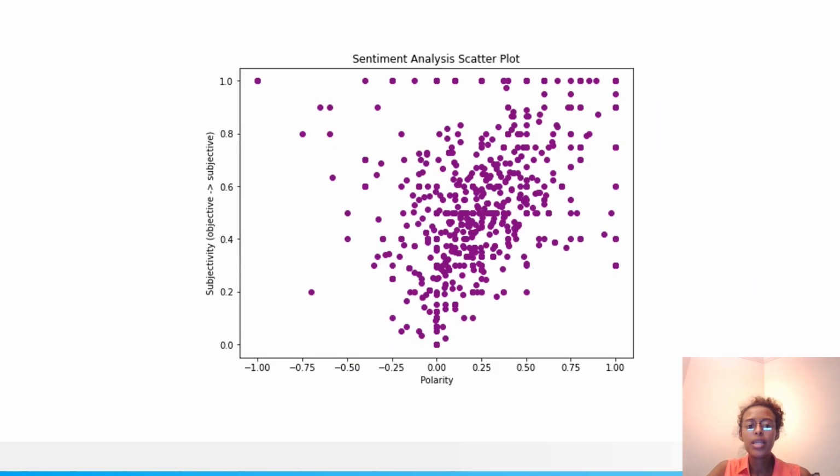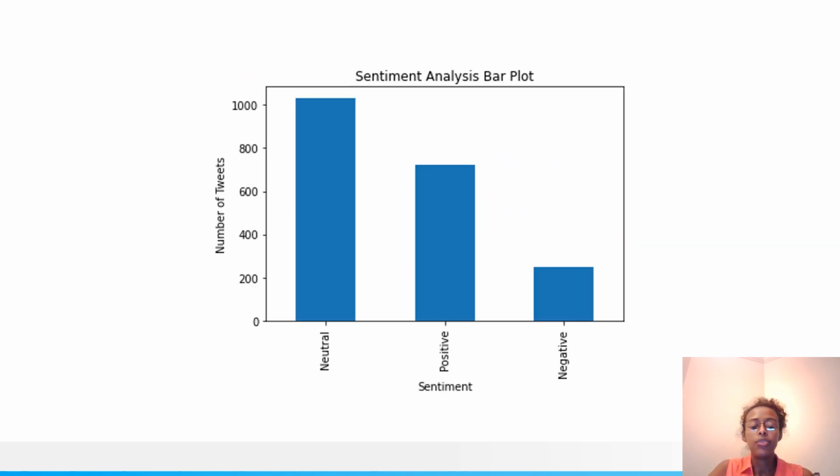So this is basically a scatter plot that shows the subjectivity and polarity of the tweets. For example, the tweet right here at 1:1 basically means that this tweet is very positive and also very subjective, while this one all the way on the left is very negative and very subjective. And we see that a lot of our tweets are more on the neutral to positive side. The final thing we did for phase 2 was look at the number of tweets and see how many were neutral, positive, or negative.